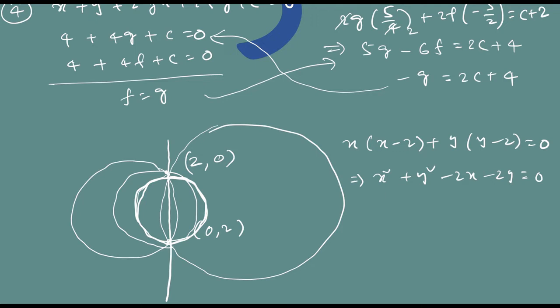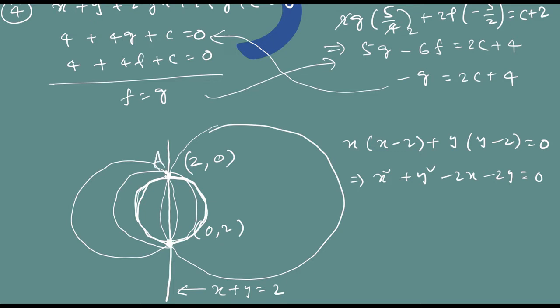So I simply go for, because I can see that they are the x-intercept and y-intercept, x by 2 plus y by 2 is equal to 1. So I am getting x plus y is equal to 2. That is its equation, x plus y is equal to 2. And now observe that the required circle is passing through these 2 points.